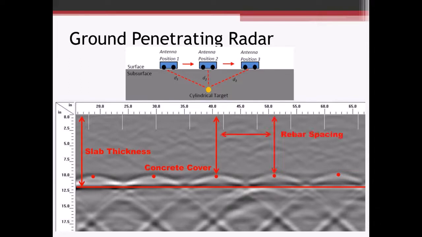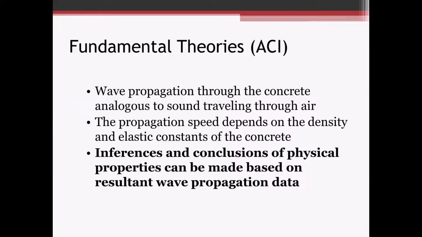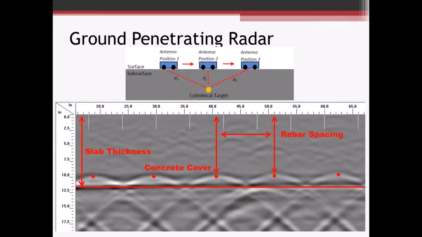The other thing, we can get rebar spacing, right? Just peak to peak distance. Here we got about 10 inches or so. So a lot of good information we get from ground penetrating radar, but it definitely has some limitations. One of the biggest ones, I think, is not being able to figure out what the reinforcement size is.